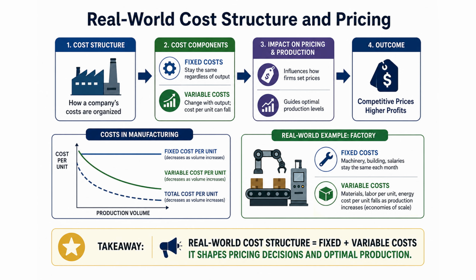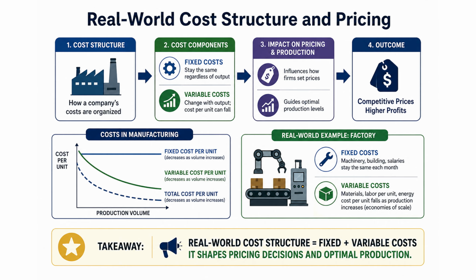What this example shows is that as the factory produces more units, the cost per unit drops, allowing the firm to potentially lower prices or increase profit margins. Understanding cost structures helps firms make strategic decisions about pricing, production levels, and competitive positioning in the market.